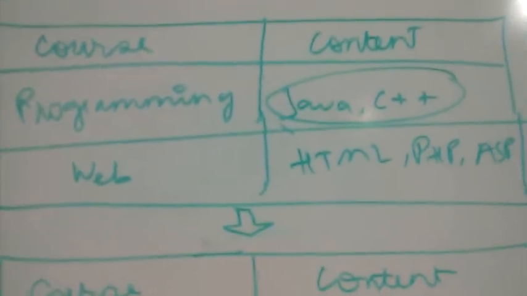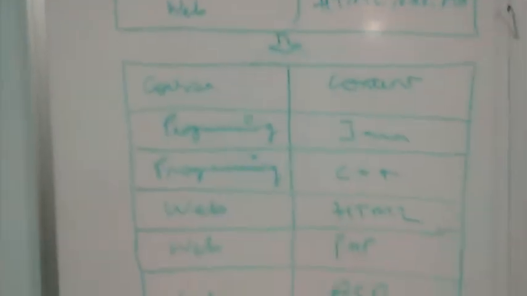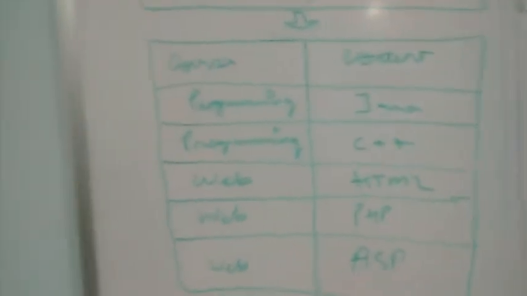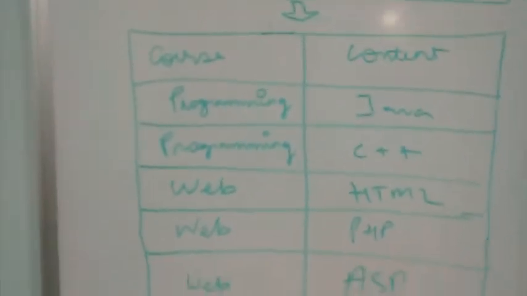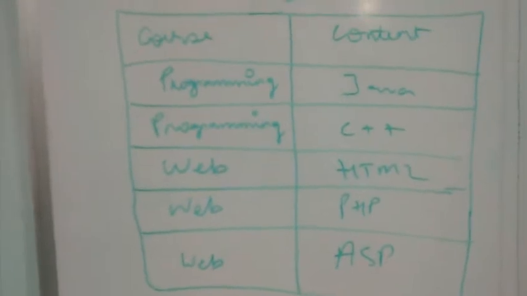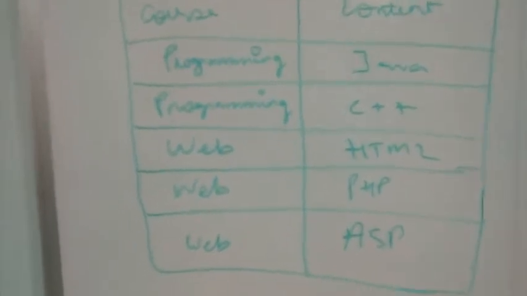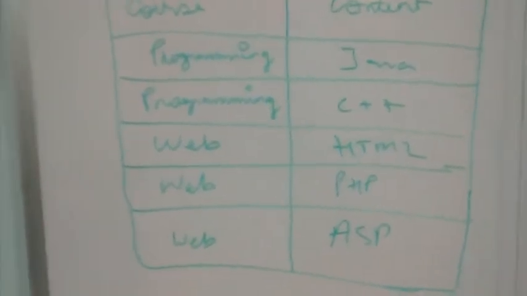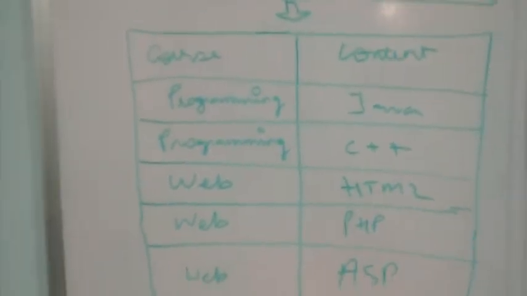So what we can do is split these things into different rows. The first row has programming Java, then programming C++, then web course has HTML, and so on. So this is reduced to first normal form.